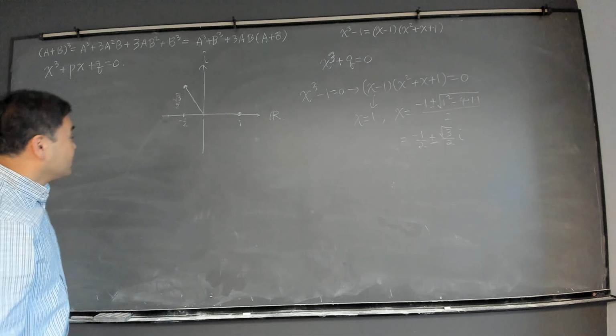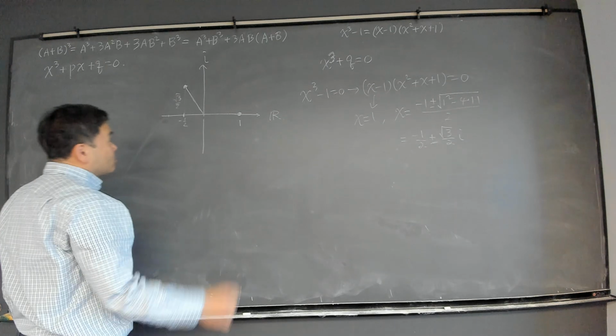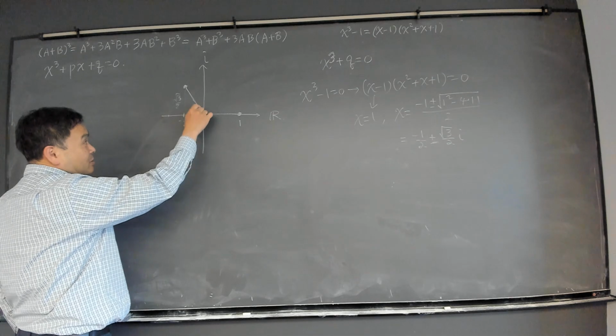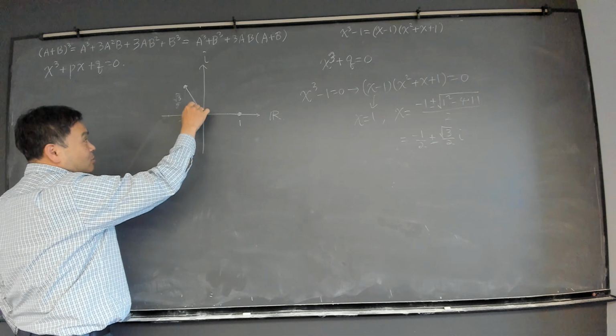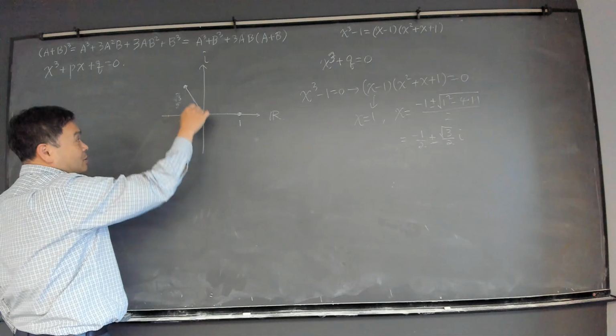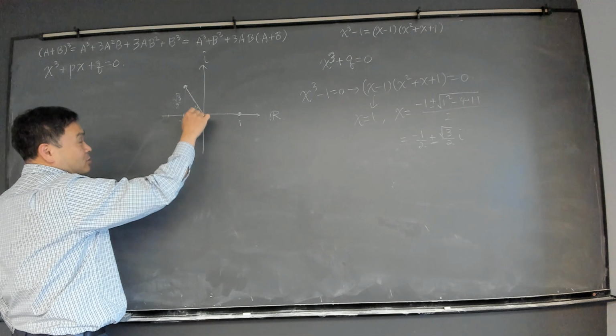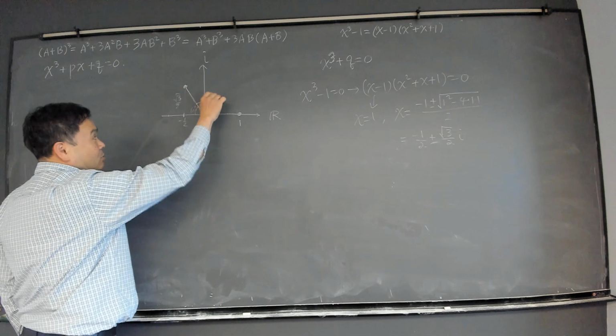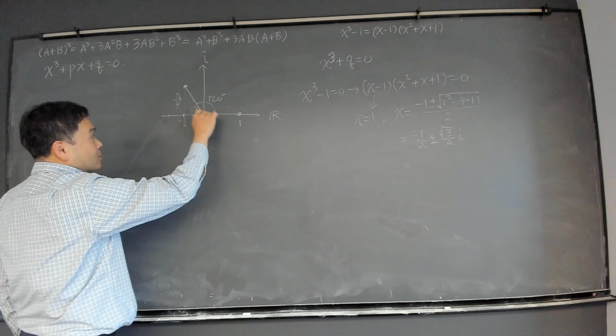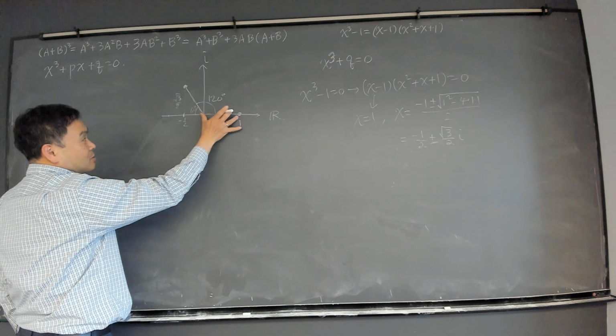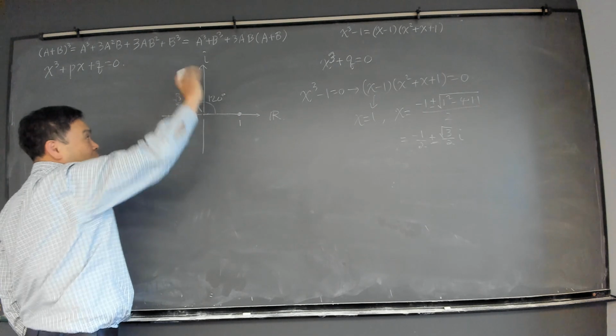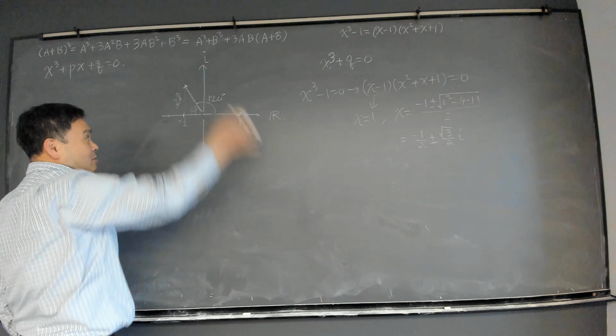And if you've done some trigonometry, you'll notice immediately that this is the triangle that's 30, 60, 90 degrees. So this angle is 60, so that this much is 120 degrees. Okay, so you have this length being 1, this length also being 1, and they are 120 degrees apart.